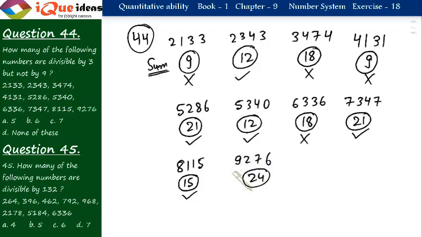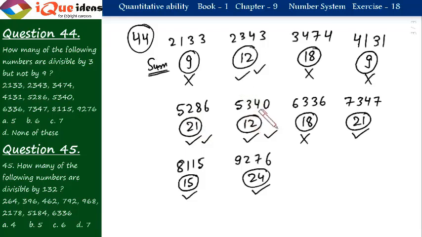This again is divisible by 3 but not by 9. This also must be counted as our answer. Alright, so now let's check how many we have ticked as correct ones. Let's see. 2, 3, 4, 3 is one. Then we have 5, 2, 8, 6, this one.